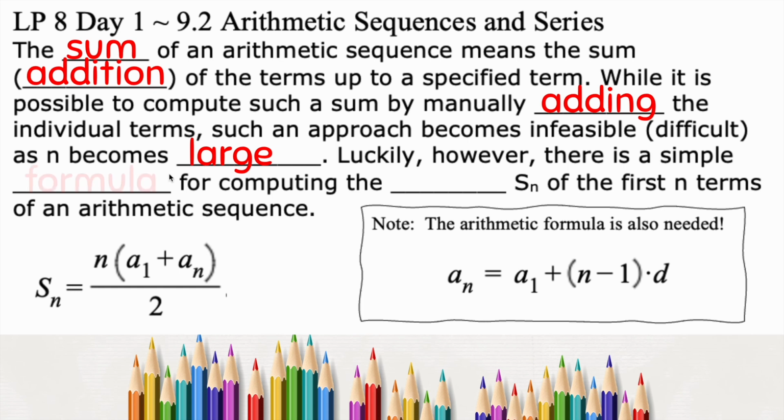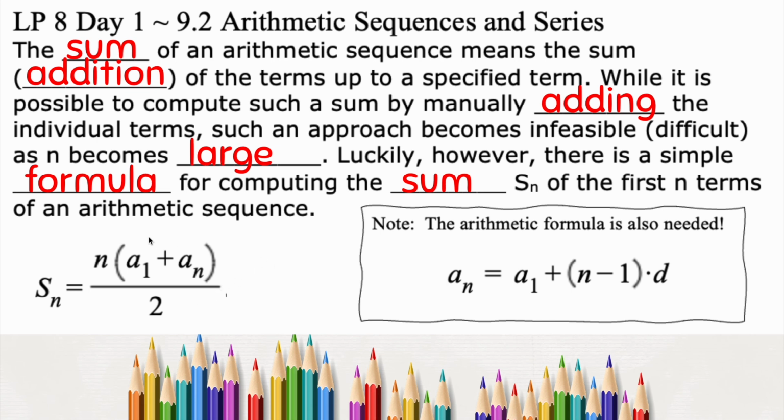Luckily, however, there is a simple formula for computing the sum, Sn, of the first n terms of an arithmetic sequence. So you can see that down here. We have Sn, that's going to equal the term number, and we multiply that by the sum of the first term and the term number that we're going for. So if it's the 100th term, we do need to know what the 100th term is, and we need to know what the first term is, because we're going to add those two together, and then we'll multiply that by the term number we have and divide by 2, and that will tell us what the sum is. So this is the formula we're going to use.